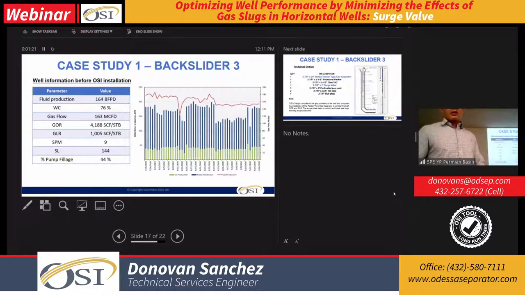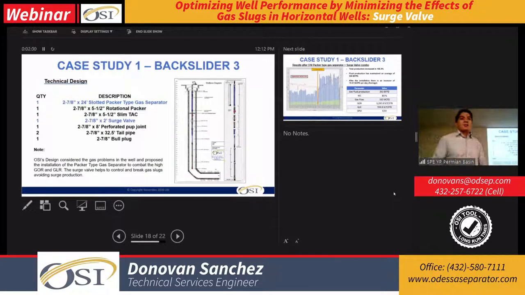So here is a case study from Backslider 1. This was Backslider 3. This is the well that was installed with this combination gas separator with a surge valve. In the beginning, this is our production graph. The fluid production was 164 barrels of fluid a day with a water cut of 76 and a gas flow of 163. You can see it has pretty high gas and a pretty high gas oil ratio, with strokes per minute of 9, and the pump fillage at this point was only 44%. And I do want to share that this well did have a gas separator at this point in the well life.